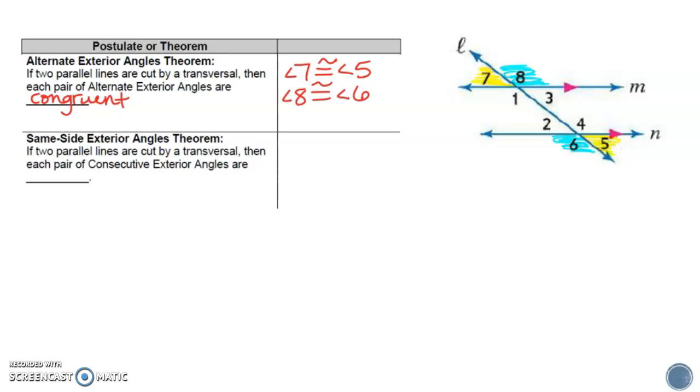So for same side exterior angles, the angles that are on the outside of lines M and N, that would be angle 7 and angle 6. We could also have a same side exterior angle pair of angle 8 and angle 5. Those are both on the right side of the transversal, but they're exterior to the parallel lines. They're on the outside. So if two parallel lines are cut by a transversal, then each pair of consecutive exterior angles or same side exterior angles, they are supplementary.